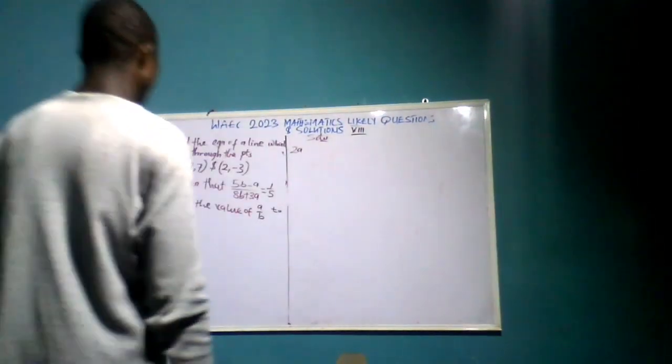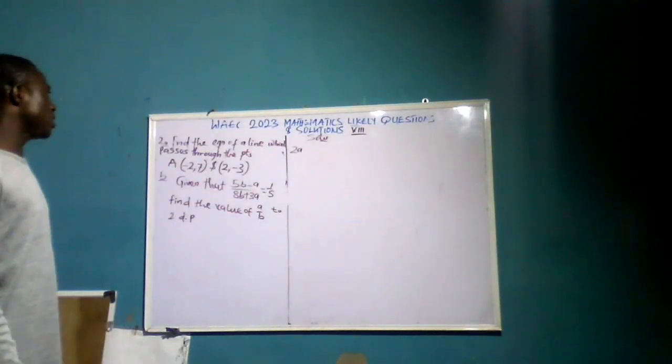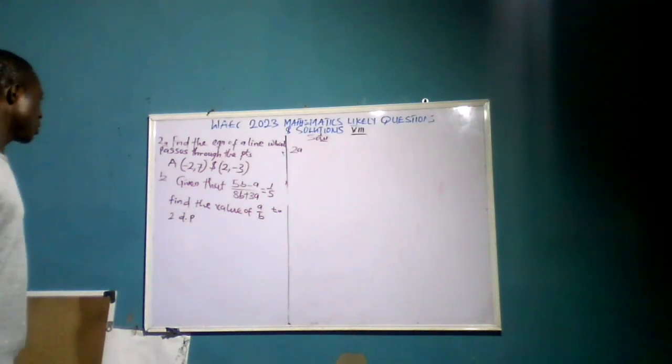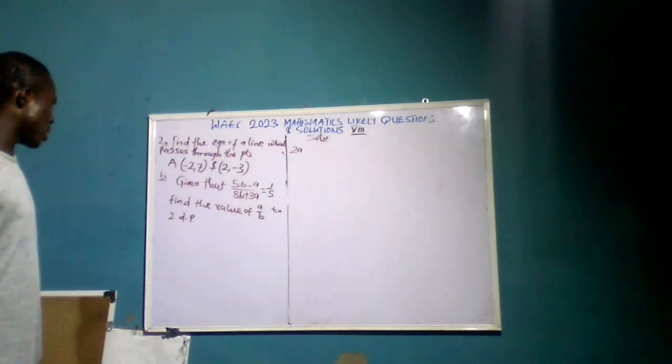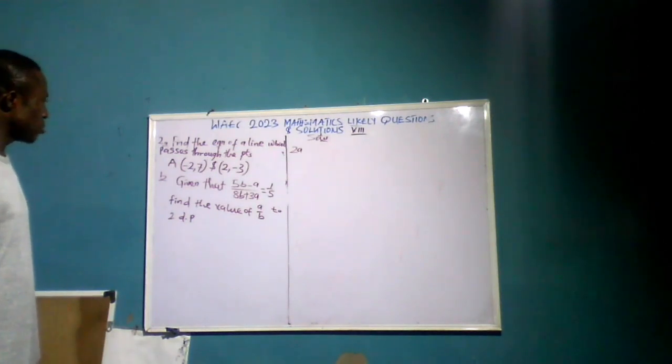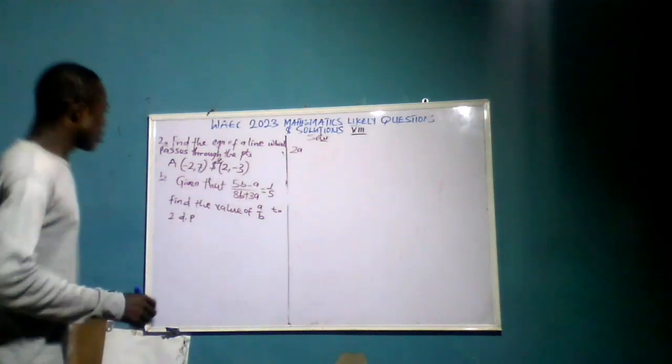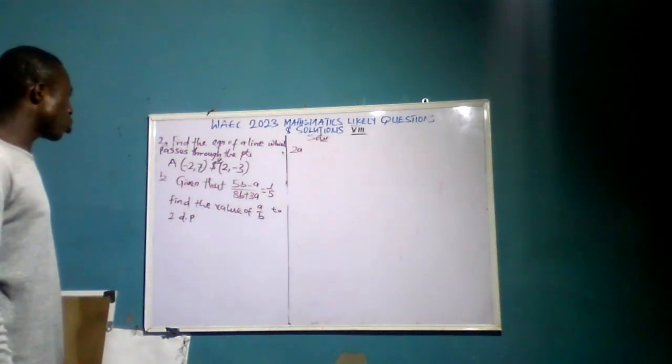Now let's take question number 2A. We have to find the equation of a line which passes through the point A, given the coordinate as -2, 7, and point B, which is 2 comma -3.